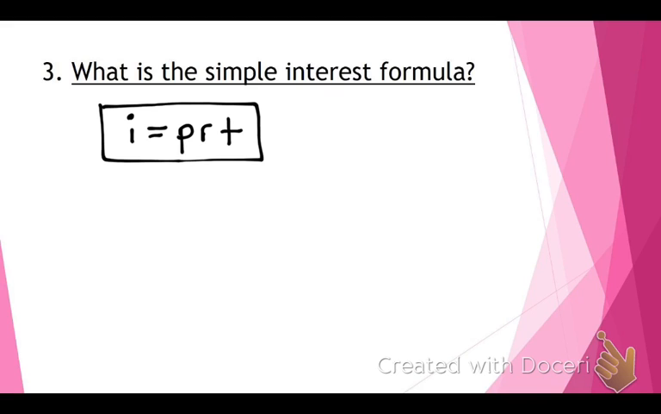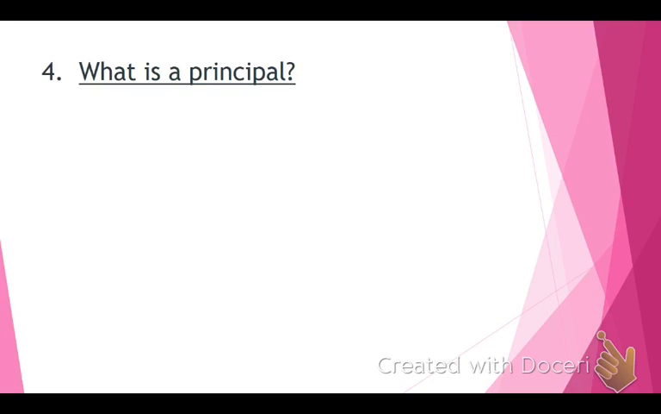Does anyone remember what that P is? Principal. Okay, so the interest equals the principal times the rate times the time. So you just got to multiply those three together. So that brings me to my next question. What is a principal? This is not talking about the person who's in charge of our school. What is it talking about with the I equals PRT?